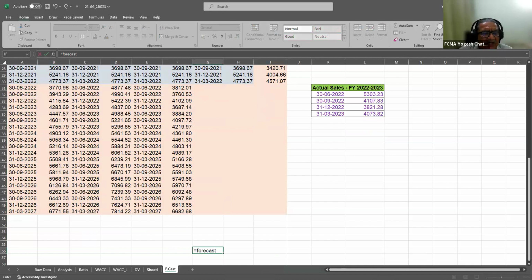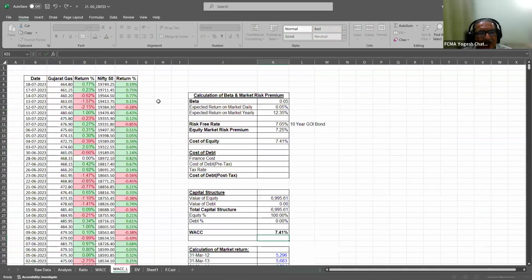So that is making use of the forecast function, and how to actually compute the weighted average cost of capital. A weighted average cost of capital is very important. So what I have done here, I have taken the closing price for determining this company, Gujarat Gas Limited. Gujarat Gas Limited, as we all are aware, is one of the listed companies.